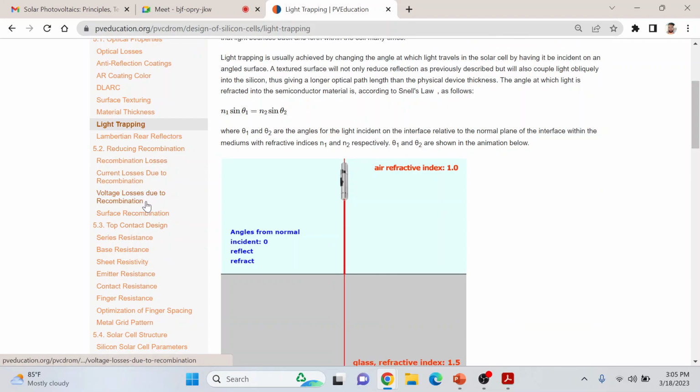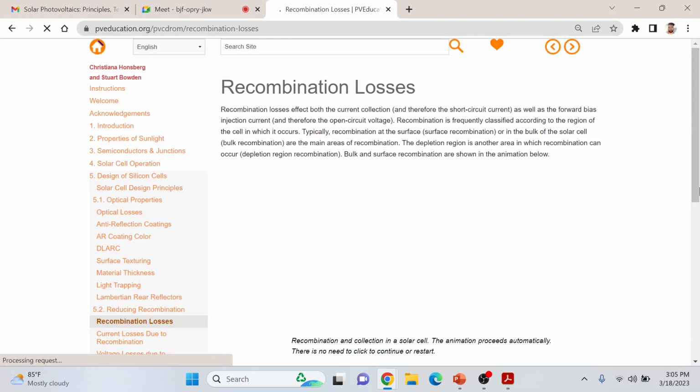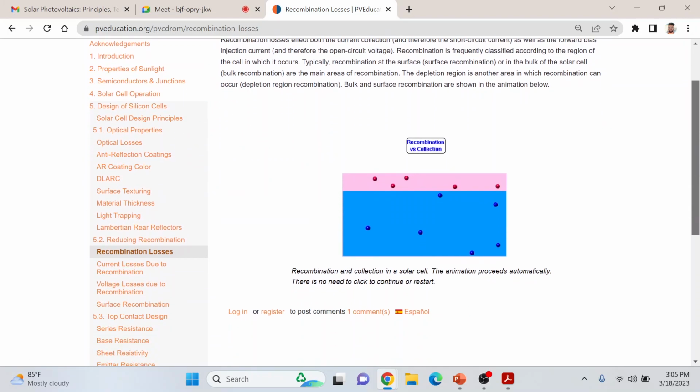These are the other ways of reducing recombination losses. As we can see, this is recombination versus collection. What is happening? A photon generates an electron-hole pair near the front surface, and the hole recombines at the top surface. And a photon generates an electron-hole pair.